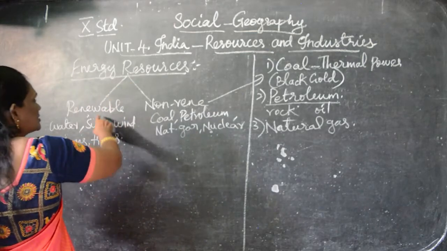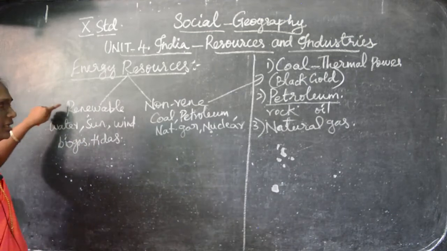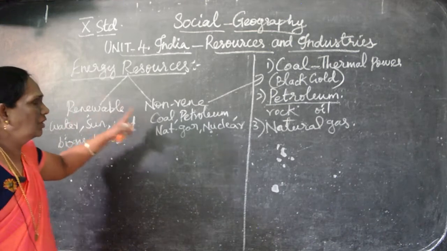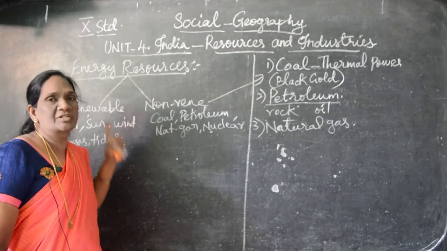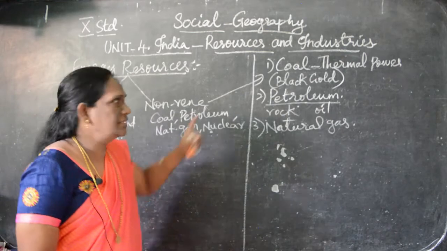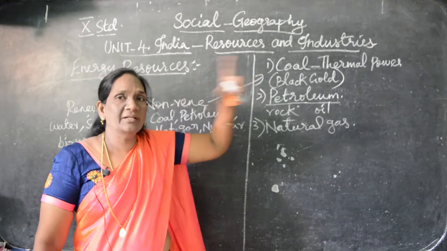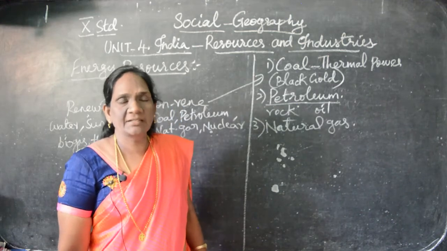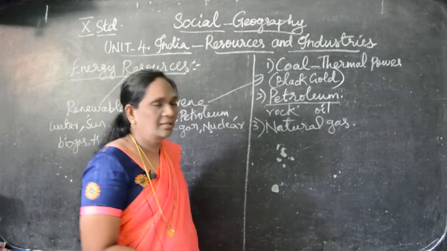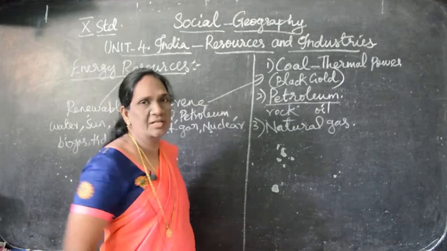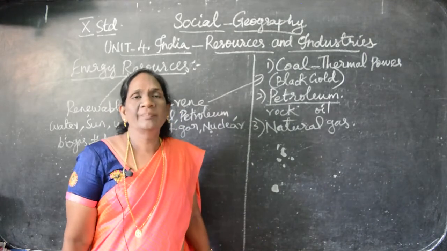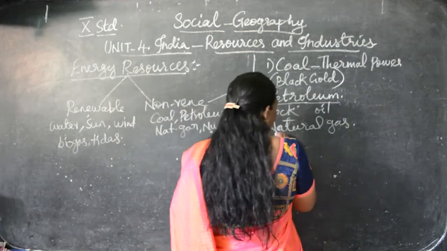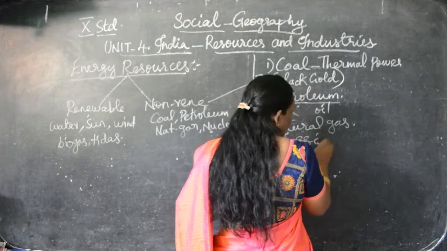The energy resource is of two types. They are renewable energy resource and non-renewable energy resource. Under non-renewable energy resources, coal, petroleum, natural gas, all these we saw. The energy taken from coal is called thermal power. Understand? Next petroleum we saw. Then this natural gas, they are all very important, and they are called fossil fuels. See all of you, they are called fossil fuels.